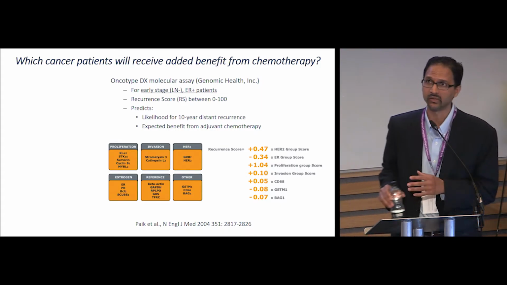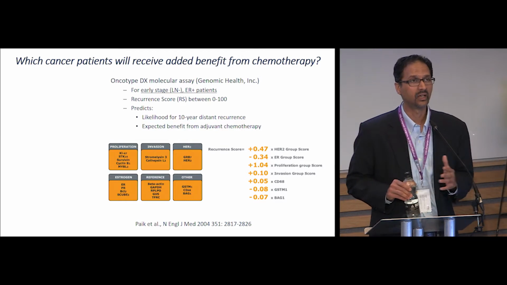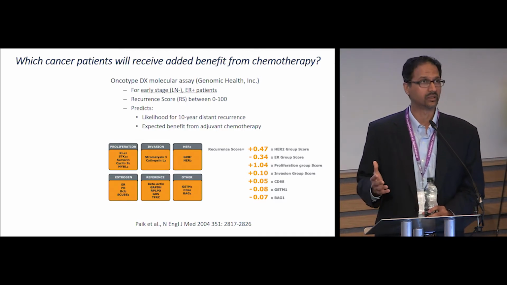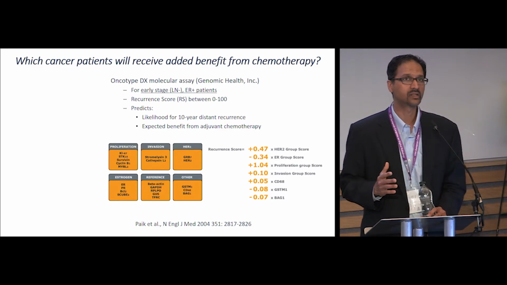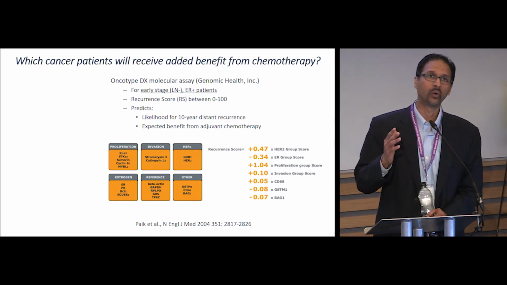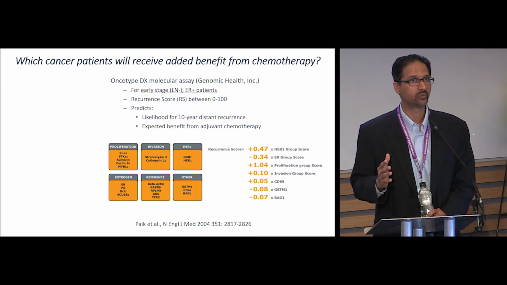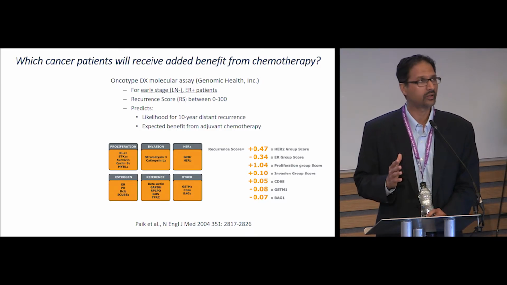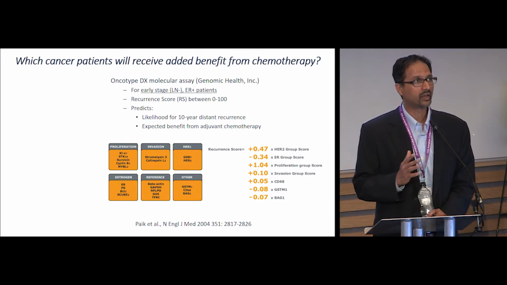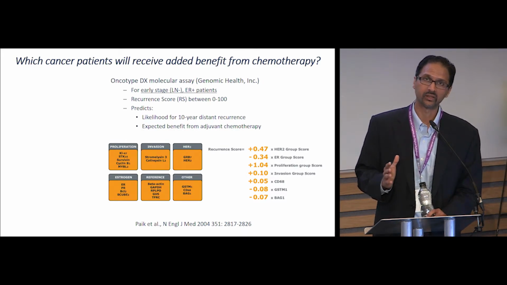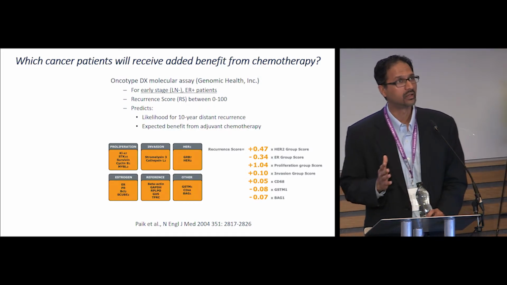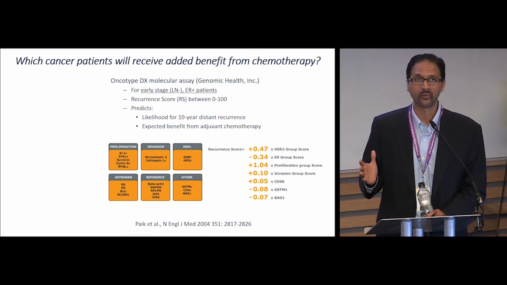Classic example is Genomic Health's Oncotype DX, a 21 gene expression assay that has been around for over 20 years and has really transformed the landscape in which early stage ER positive breast cancers are treated. Now, the status quo was that the majority of these women who were identified with early stage ER positive breast cancer would get chemotherapy. They would get surgery, they get hormonal therapy, and then subsequently adjuvant chemotherapy.